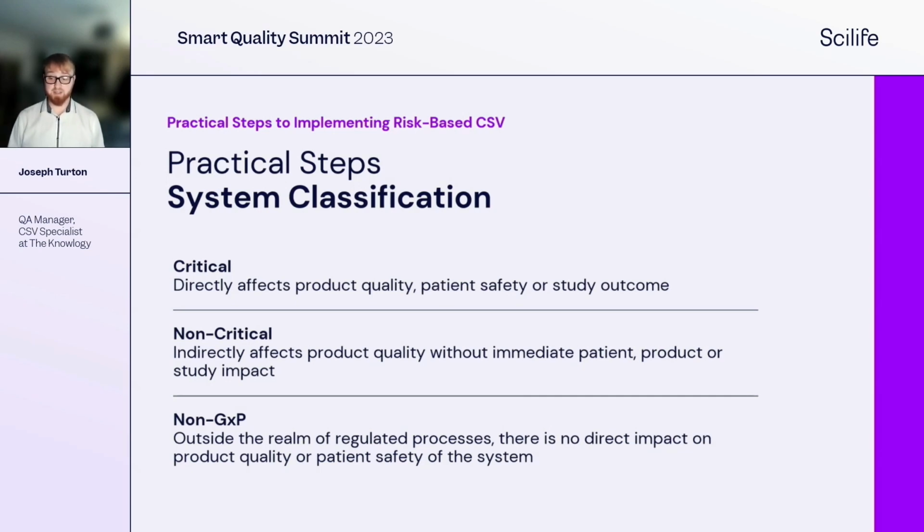By precisely categorizing our systems, we create a map of our laboratory, allowing us to focus our efforts on maintaining the vital operations and ensuring that our resources are wisely invested.